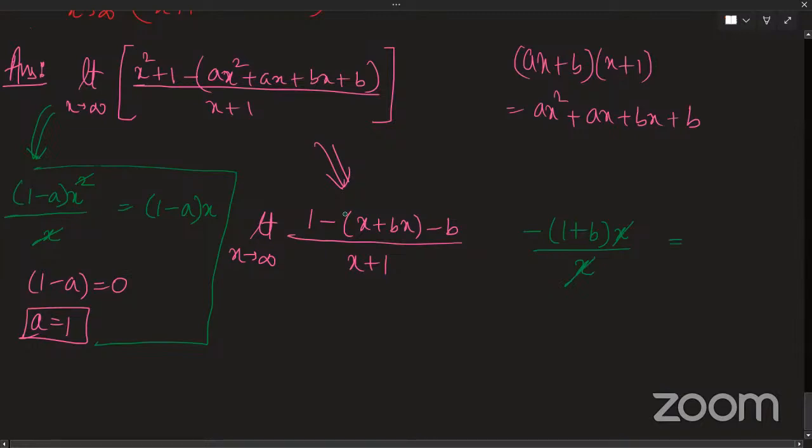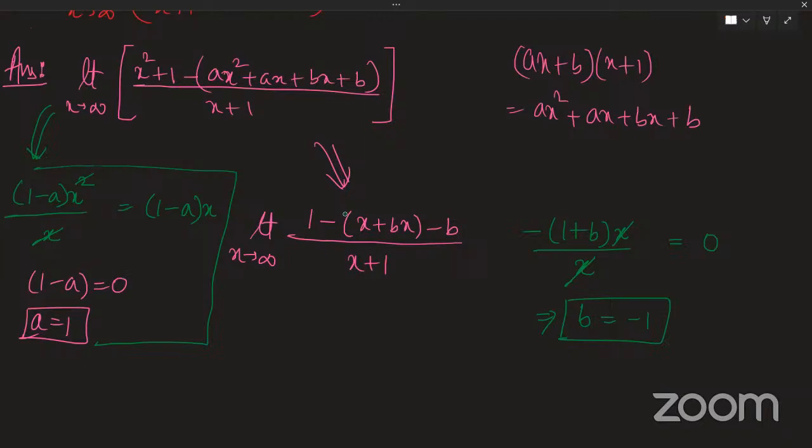What is the value of the limit? 0. So if minus of 1 plus b is equal to 0, what is the value of b? Minus 1. Basic calculation. If b plus 1 is 0, b is equal to minus 1. So have I got the value?